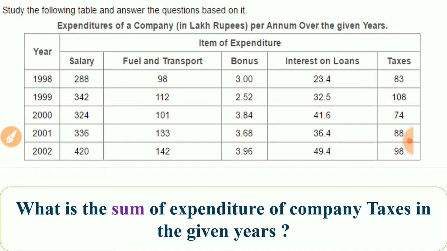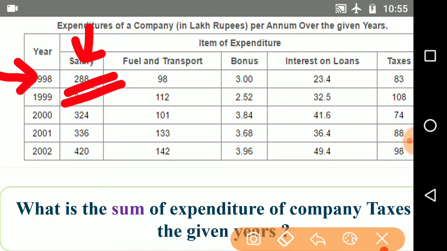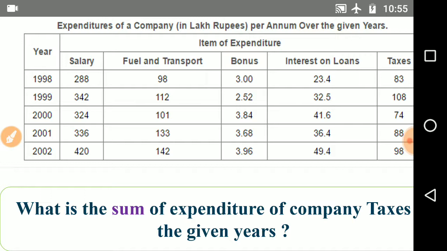So as you can see, what is the value of salary expenditure, the salary given by the company in 1998? You can see here the value given for 1998 is this one. Salary is here and in 1998 it is there. So the value is 288, that is 288 in lakh rupees. That means 288 lakh rupees was the salary spent by the company in 1998.